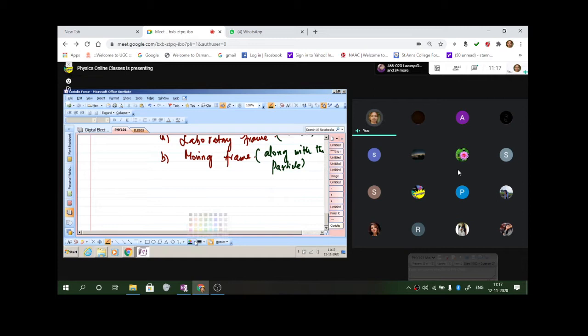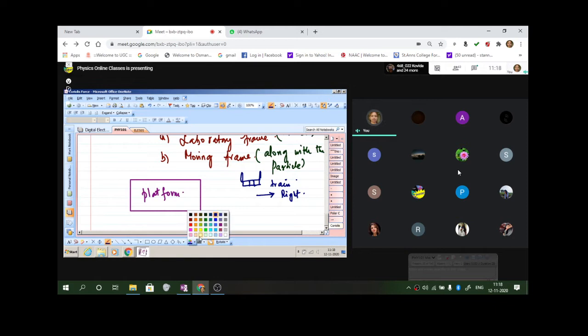One familiar example which you are already familiar with, let me take a platform. A moving train and a platform example which you are all familiar with. Okay. Let us say that this is platform, railway platform, and let us say that this is your train. If the train is moving to the right, it appears as though, you all know, that the platform is moving to the left. This is stationary. So with respect to this stationary platform, the train is to the right.